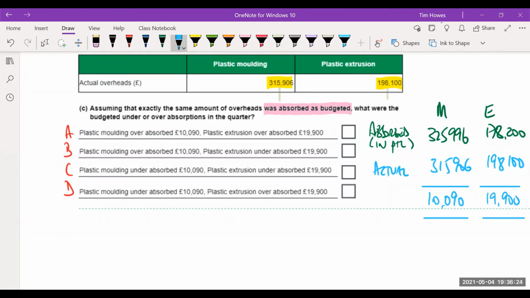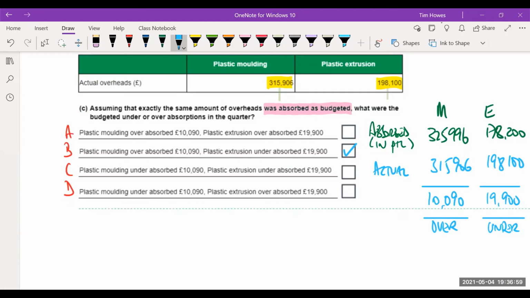So on the left-hand side, perhaps I should do it underneath. The accountant has overdone it, has put too much in, whereas on the other one, the accountant has put in the P&L account a figure that is less than the actual, hasn't done enough, so is under. So we're looking for over by 10,090, under by 19,900. And the correct response, therefore, would be B. It would be B. Okie doke.